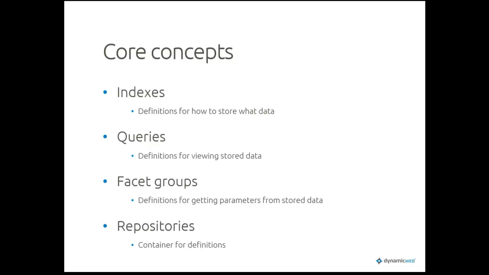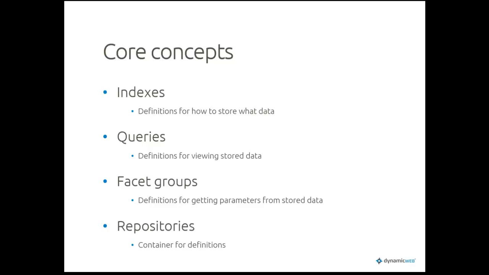Lastly, we have the facet groups. Facet groups are a definition for how to get parameters that are stored in the data. So let's say I have a facet where I want to pick certain products based on maybe their color. Then color would be a facet inside of a facet group, and the facet group knows how to fetch the distinct values for color.